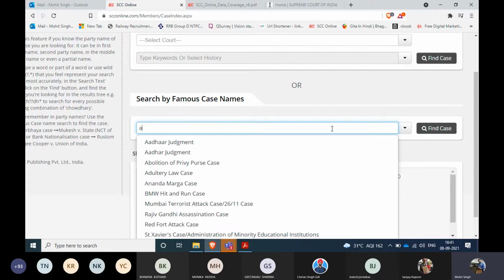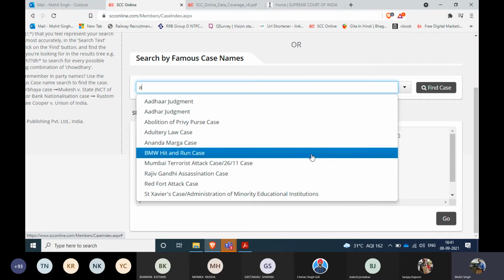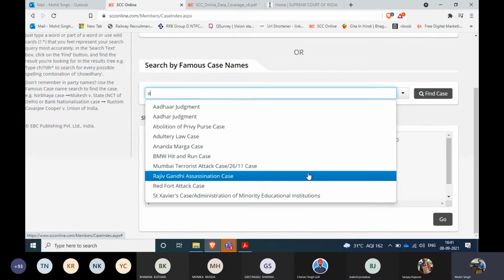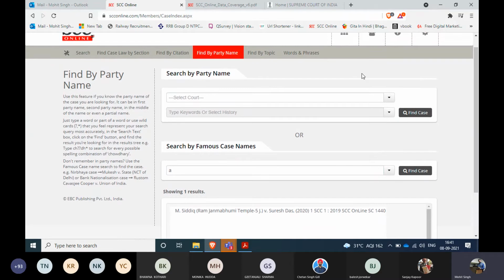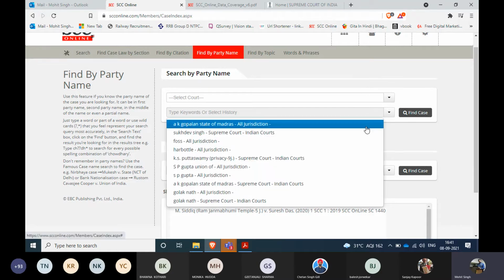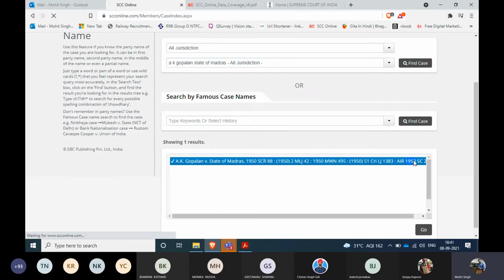Now, it also applies for similar further judgments as well. As you can see, Aadhaar judgment, adultery law case, BMW hit and run case, Rajiv Gandhi assassination case. So all those things are present over here, and that is how we can see that information. Now let's get back to our example. Our example was regarding a case of AK Gopalan. So I click over here and it will give me my past results. So that was AK Gopalan versus State of Madras. And I double click on it and this case will be opened up.